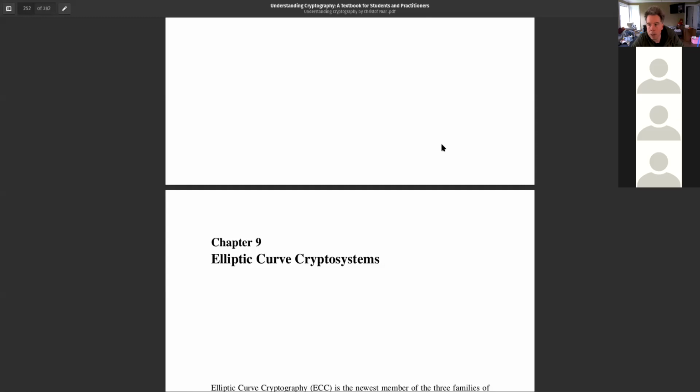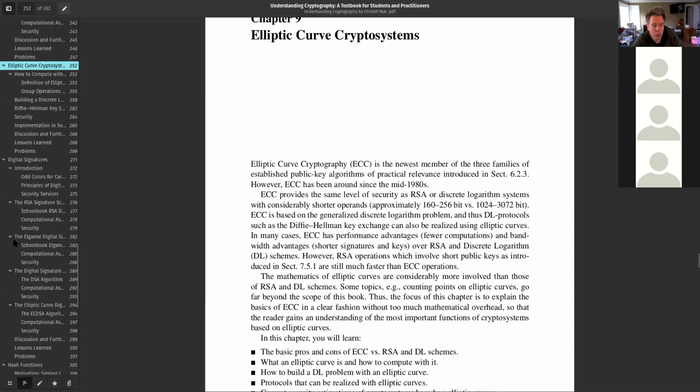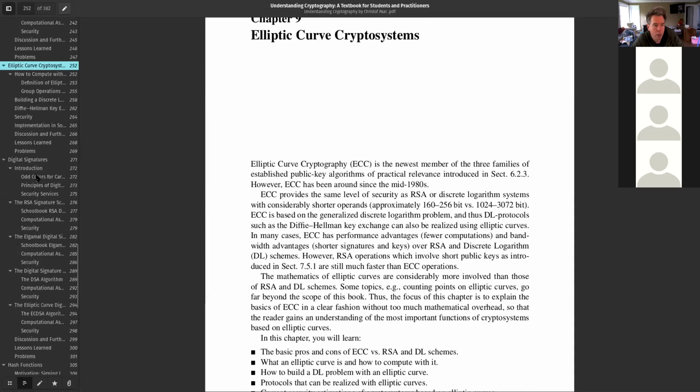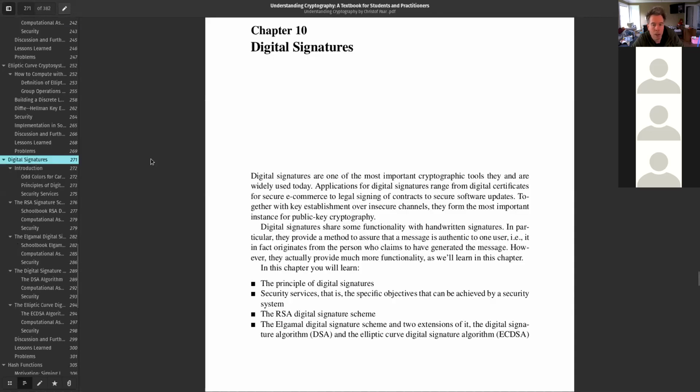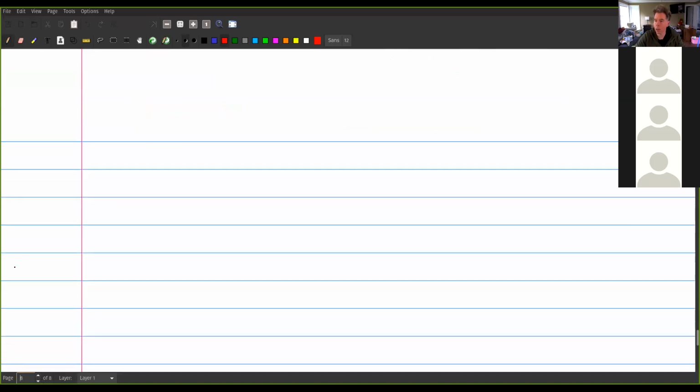So the next chapter of the book is elliptic curves. But we're not going to talk about elliptic curves. And so after elliptic curves are digital signatures. So we'll go right to digital signatures. So let me just tell you a little bit about digital signatures.